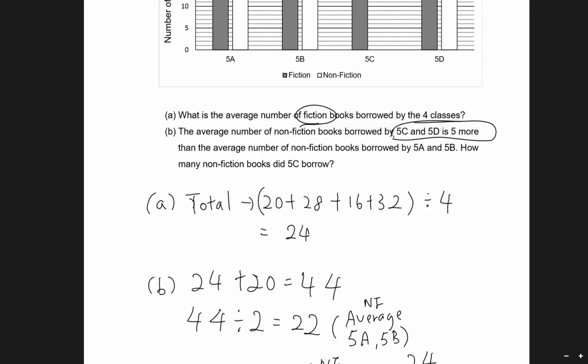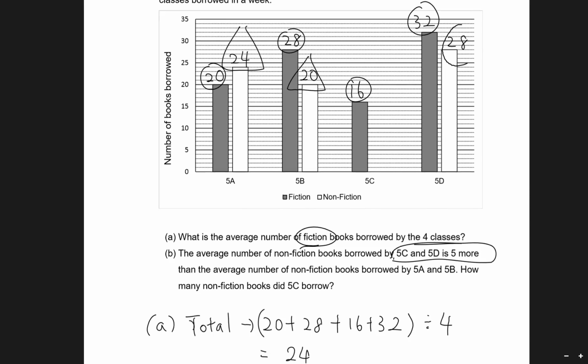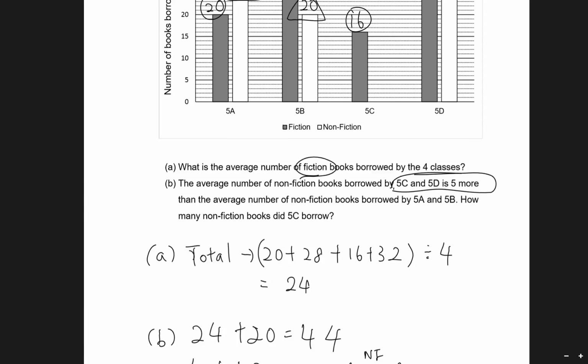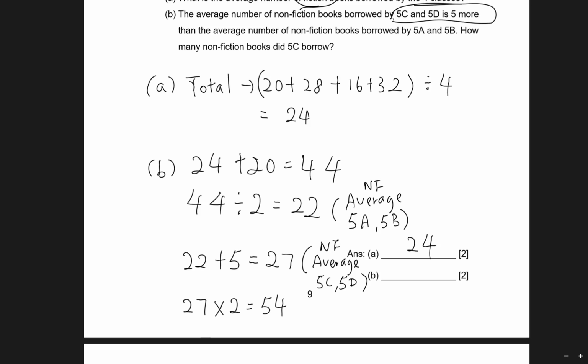Alright, now you have 54 in total. You have already got a 28 here. So 54, which is the total, minus away the 28 from 5D, you will get the total number of non-fiction books by 5C. Okay, which is 26. Answer.